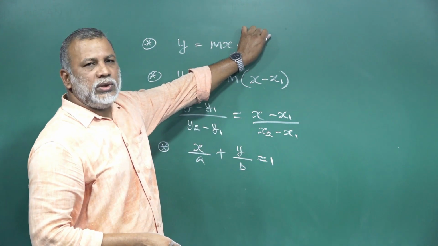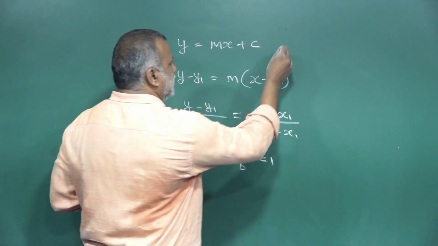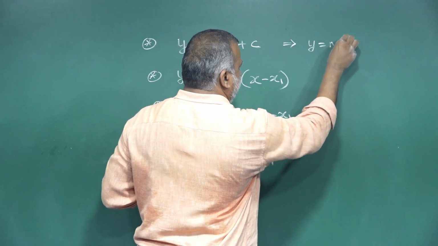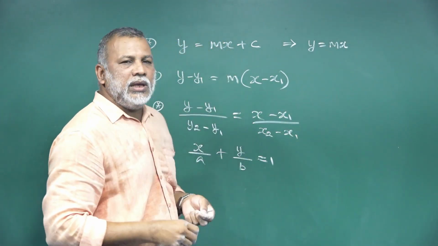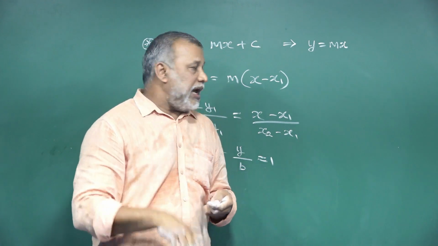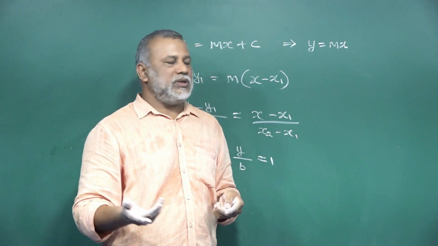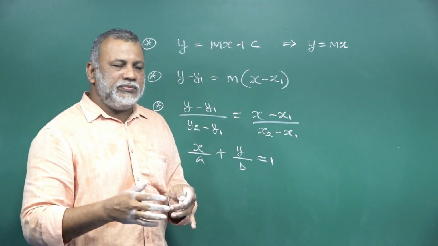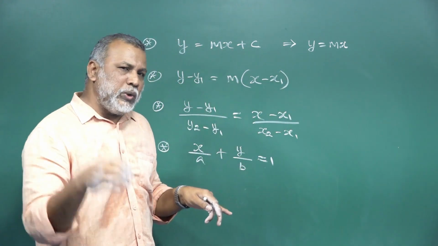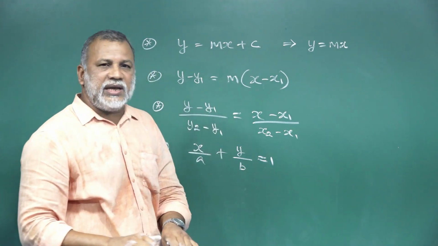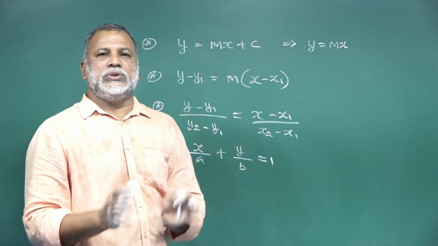Suppose c equals 0, then that means there is no intercept. Then we can use the formula y equals mx. It is nothing but the equation of the line having slope m passing through the origin, that means no intercept. So far we used these in your 10th standard, and up to this level in your higher secondary also.